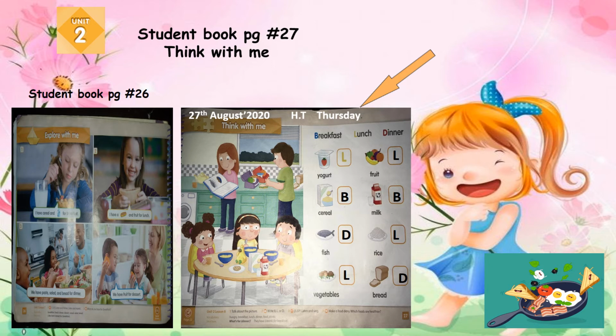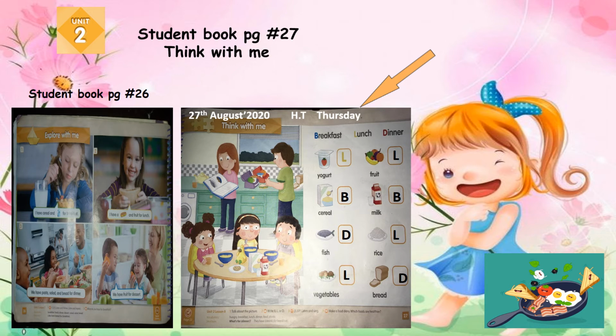Now look at page number 27. Where are the children? Are they in the kitchen? And what are they eating for breakfast? Look at the dad. Dad is making lunch and mom is thinking about dinner, what she has to make for dinner.